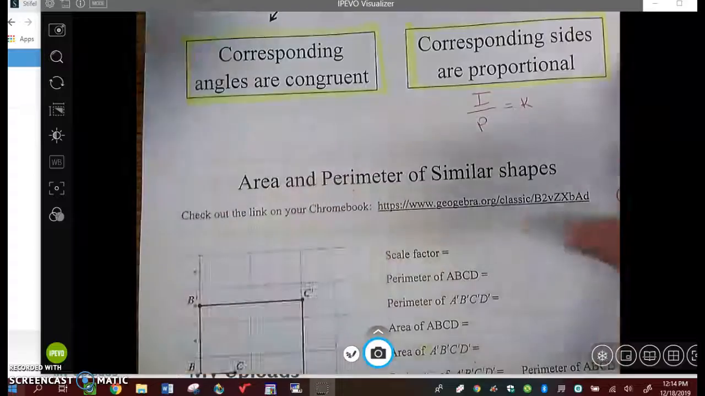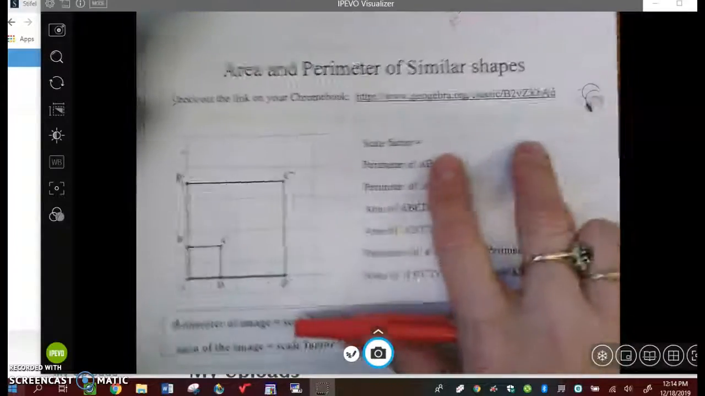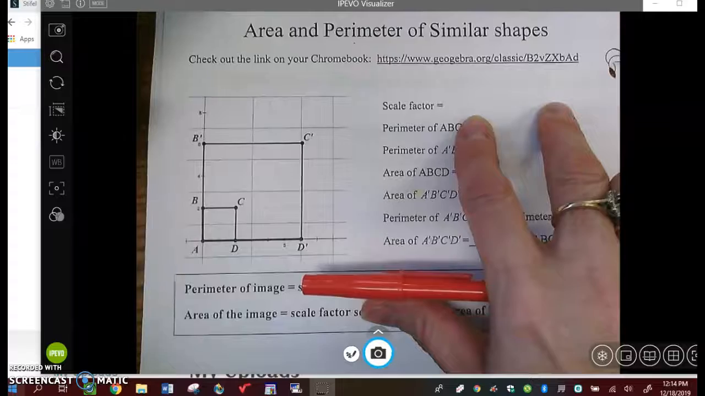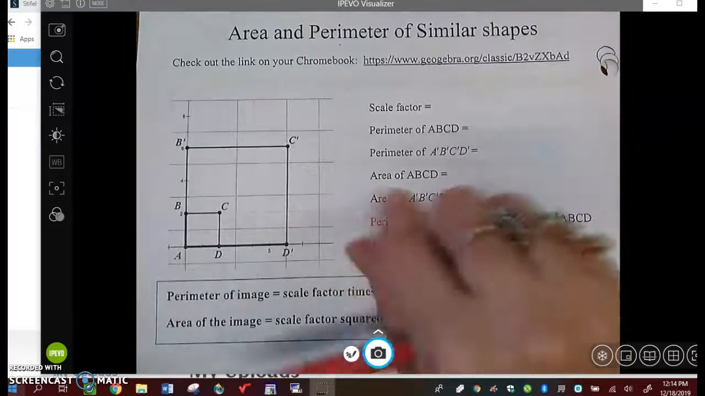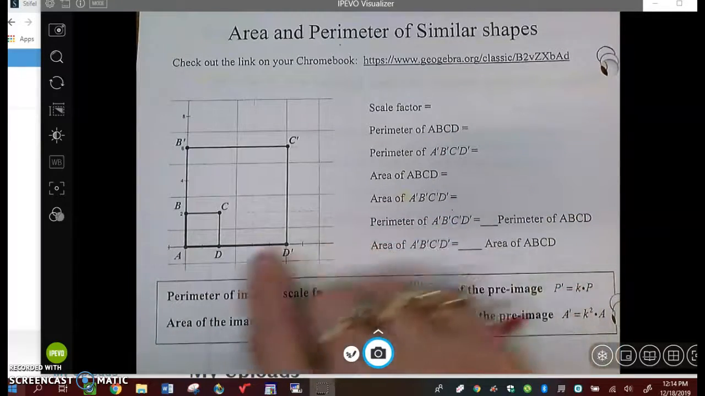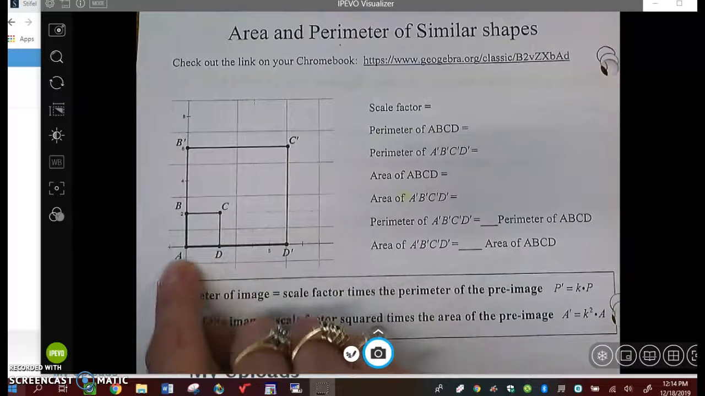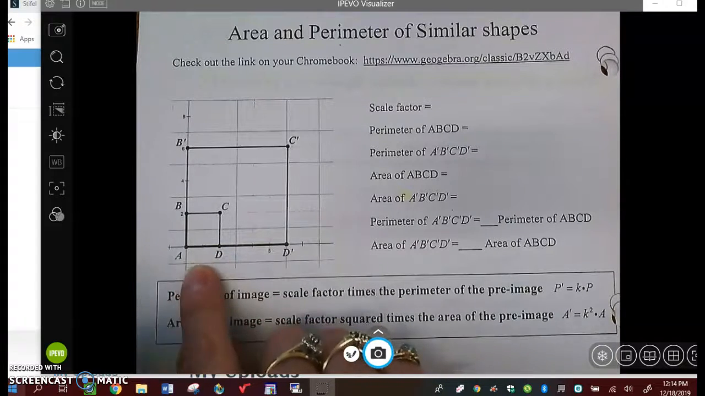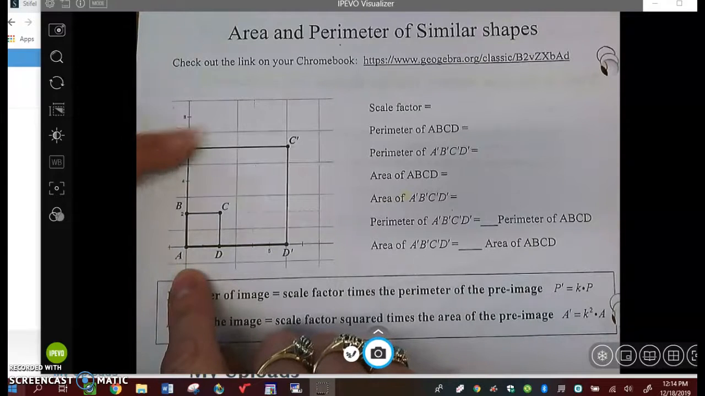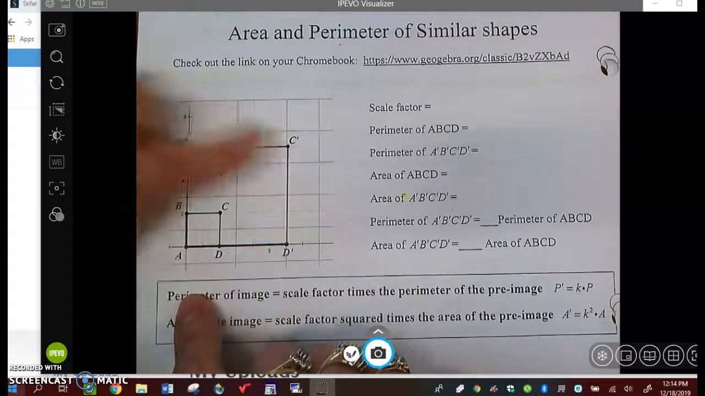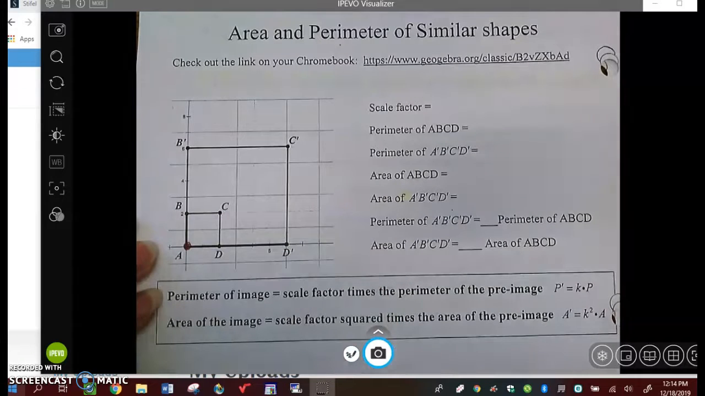We looked a little bit at perimeter in another packet and a little bit at area, so we're going to explore that again. There is a link that you could check out. I'm not going to go to that now. You could look at it later if you want. So in this picture, I have a square ABCD, and then I have its image A prime, B prime, C prime, D prime. So it's a dilation. The center is A.